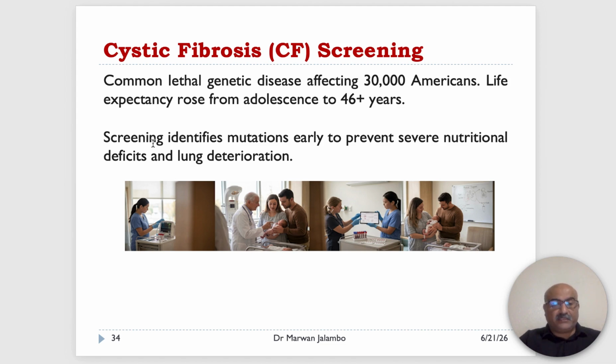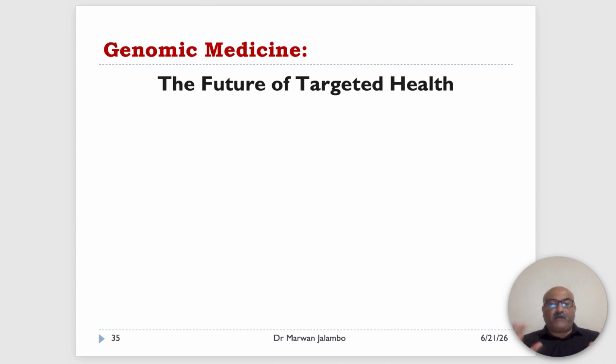Looking past infancy, genetic science is now transforming adult health care. Final major topic: genomic medicine. This represents the shift from treating the symptoms of a disease to predicting and targeting the genetic root causes of illness. This era was entirely ushered in by a monumental scientific achievement.